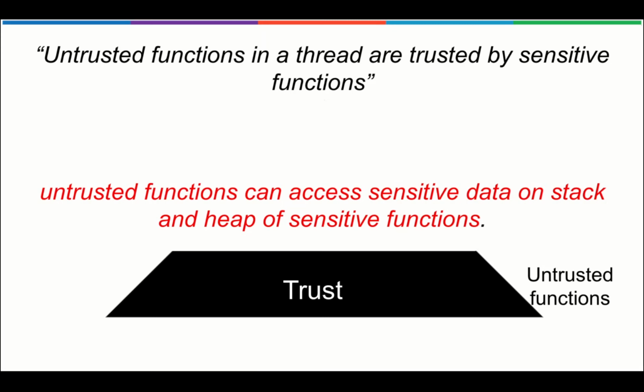Now, where does the data reside for a function? It resides on its stack frame and in the heap. So untrusted functions can access sensitive data on the stack and heap of sensitive functions. You would be asking the question, what do you mean by an untrusted function? Give me an example of an untrusted function.